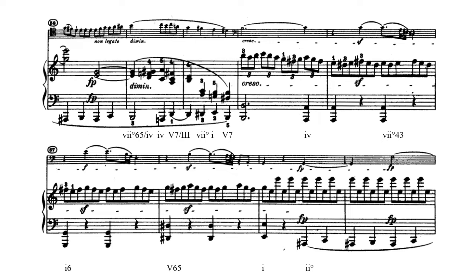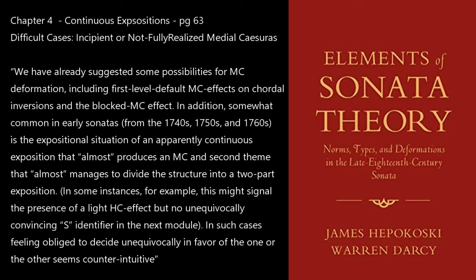In their chapter on continuous expositions, Hepokoski and Darcy discuss the possibility of incipient medial caesuras. That is, cases where there appears to be an attempt at a medial caesura, and even an S, which ultimately fails. It is that concept which I feel has happened here, the medial caesura attempting, in a small, ultimately hopeless way, to reinforce the opening tonality of C major by opening the secondary theme space in G major. A valiant attempt, but one which ultimately fails.